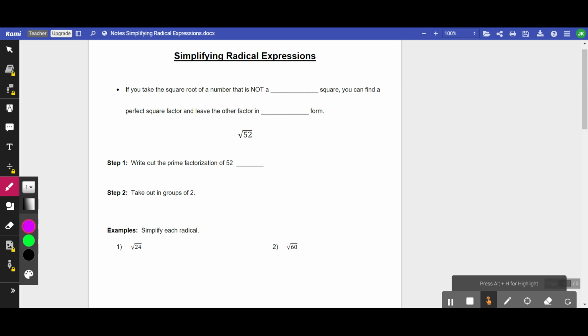So for the square roots, if you take the square root of a number that's not a perfect square, that's what you can write first here. So perfect square. You can take the square root of the perfect square factor and then leave your other factor in radical form.